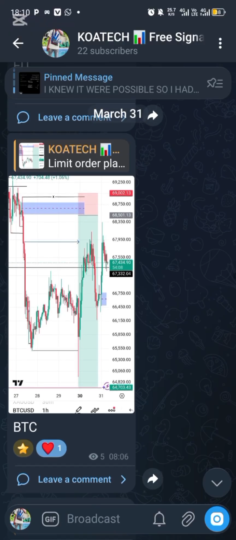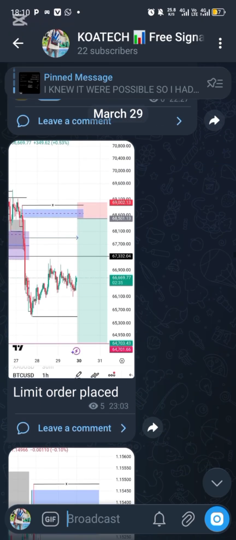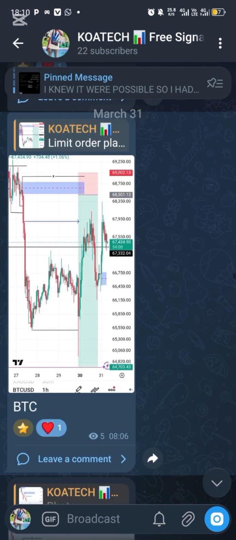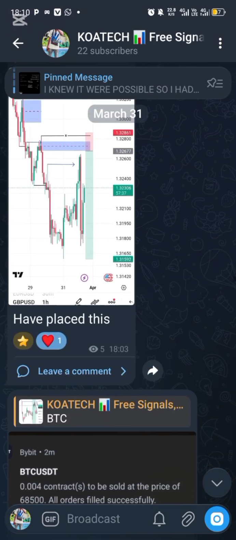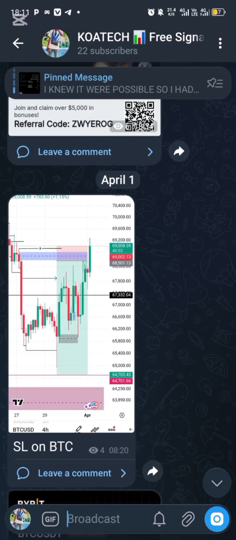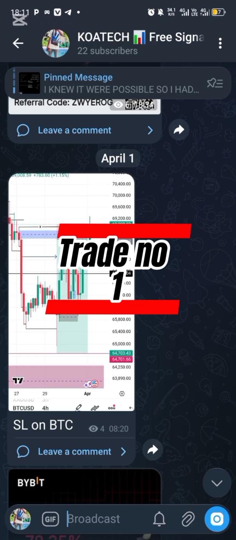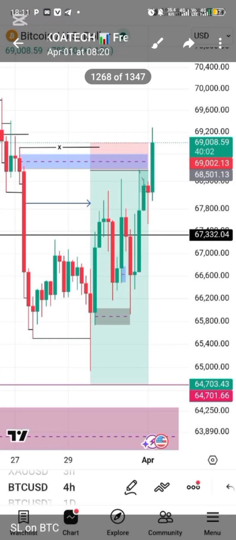Actually, I placed this limit order on 29th of March, and you can see when the order got triggered here. Look at what I wrote here. I said triggered, and look at when it hit SL. Actually, this was a valid OB for me, but it didn't go well. So BTC did not, or that resistance level did not hold. So the first trade was SL, which was this BTC sell.